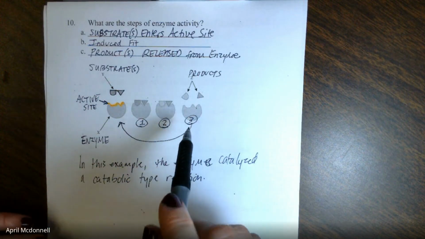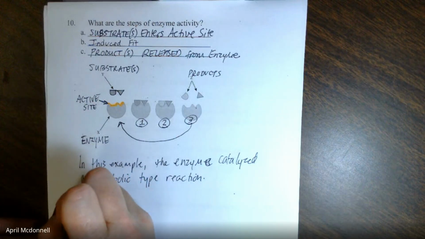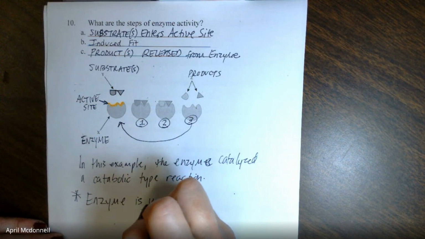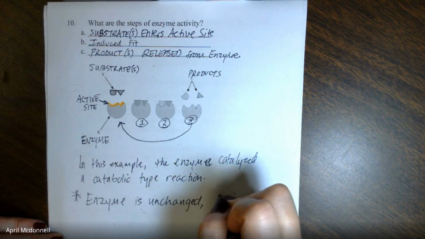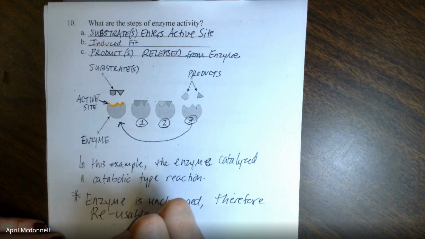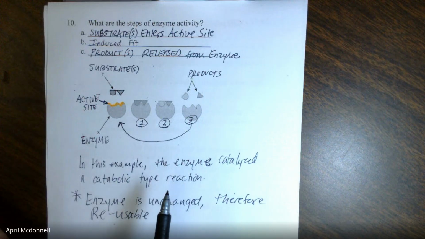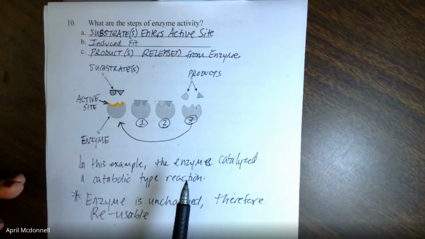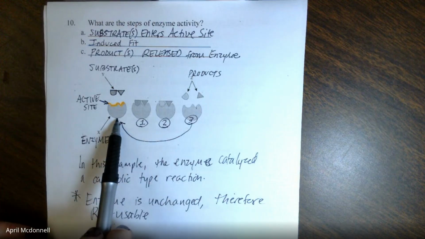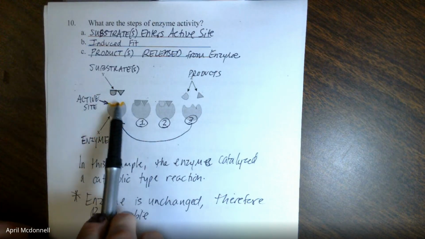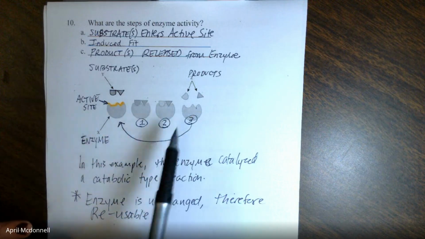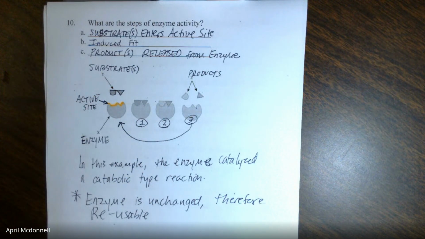So one thing that we want to make sure that we note is that the enzyme is unchanged. So the enzyme remains unchanged during this process, or I should say after the process has occurred. So once the enzyme releases the products, it is back to basically square one, where it's ready to accept more substrate molecules. So the enzyme can be reused over and over and over again as long as there is substrate available.